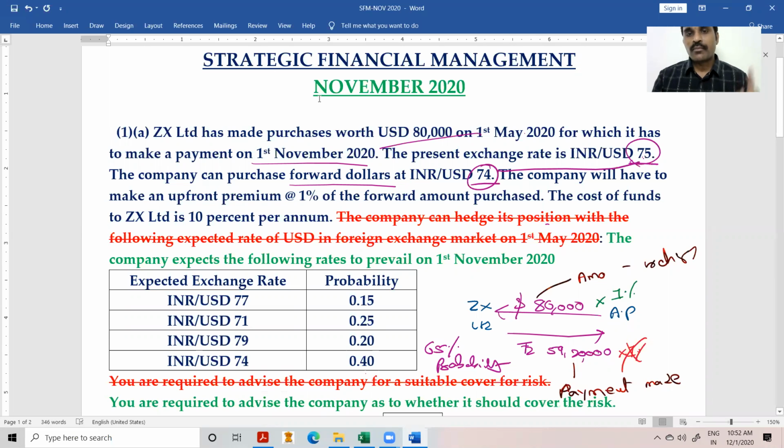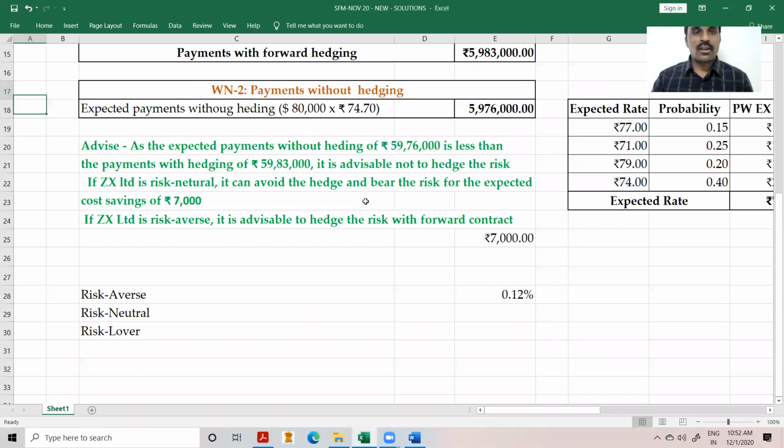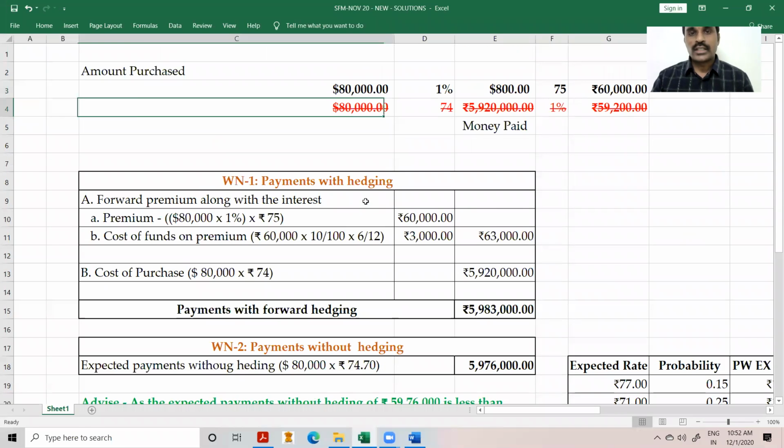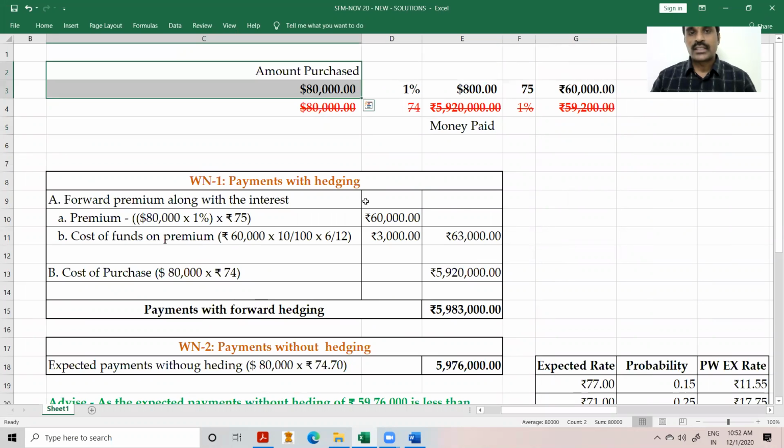The first point you have to remember is the reason for the forward premium and the possible mistake in the exam, how to calculate the premium. I have shown you the wrong calculation done by some of the students. This 59,000 is not the point. This is the money paid and this is the amount purchased. We have to go based on the amount purchased, not on the money paid. 1% is applied on the amount purchased, not on the money paid. So this is one area where you have to avoid the mistake.